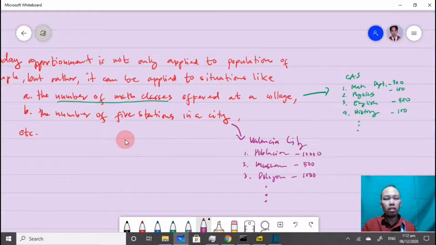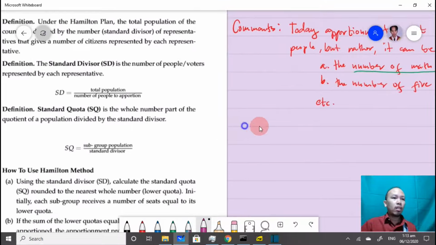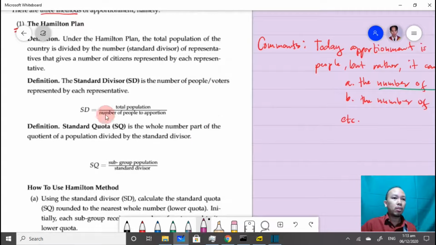So maybe there must be more fire stations in the Poblacion, since there are more people here than in Muswan or in Dulugon. That's one way to look into the denominator. So get the standard divisor and then get the standard quota. The standard quota is the subgroup population.